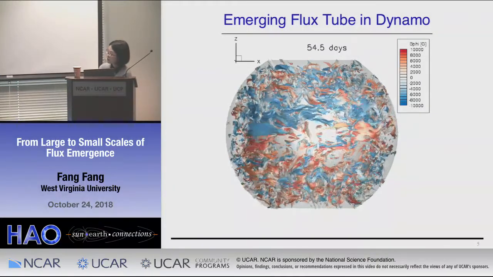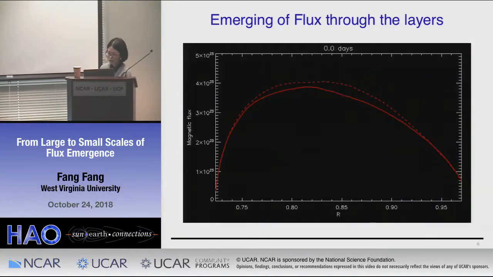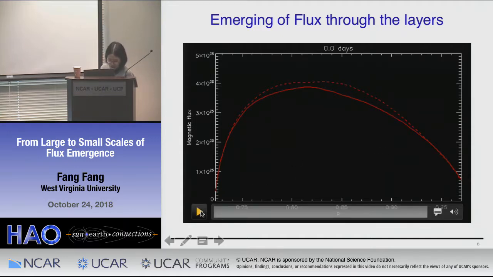In order to study the emergence of magnetic flux in this tube, we plotted the magnetic flux content at each radius in the domain. Here the red line is showing you the reference state, the magnetic flux contained in a state where no flux tube is inserted, and the solid line is showing you the one in the north hemisphere, and the dashed line the one in the southern hemisphere. So you can basically ignore the dashed line. The white line here is showing you the one with the flux tube. So you can clearly see the magnetic flux rising through the layers from the bottom to the top.